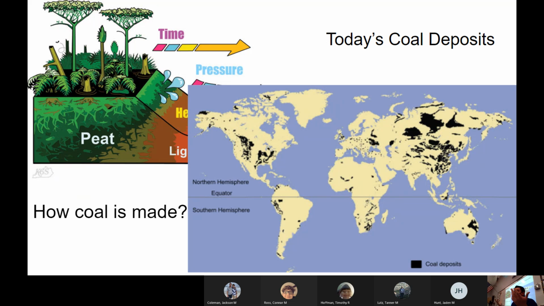And forest does not grow everywhere. Okay? And guess what? It didn't grow everywhere millions of years ago either. And so there is an uneven distribution of coal in the world because there were not plants everywhere in the world, just like there's not plants everywhere in the world today.